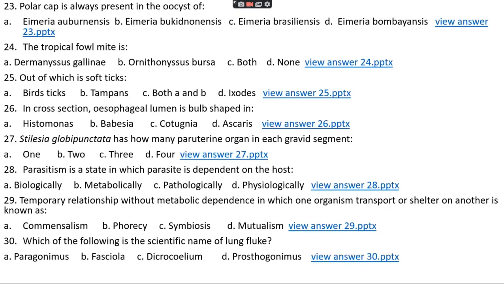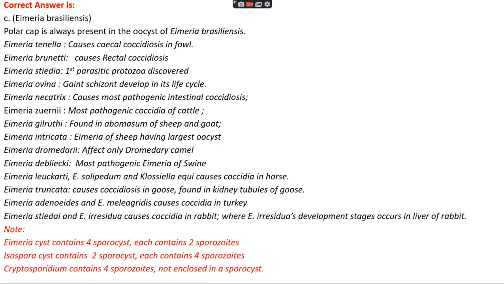Okay, question number 23. Polar cap is always present in the oocyst of: option A, Eimeria auburnensis, option B, Eimeria bukidnonensis, option C, Eimeria brasiliensis, option D, Eimeria bombayensis. The right answer is option C, that is Eimeria brasiliensis. Polar cap is always present in the oocyst of Eimeria brasiliensis. Okay, let's talk about some Eimeria.